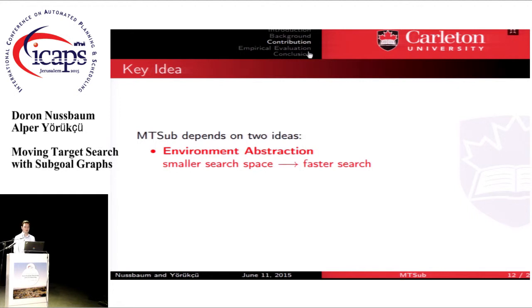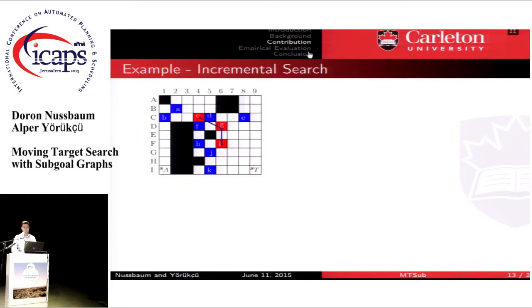First one is pretty obvious, environment abstraction. Smaller search space means faster search. And the second one is incremental search. Even if the target moves at every time step, the paths between the time steps are not really changing drastically. Therefore, we can use incremental search to make our search faster.